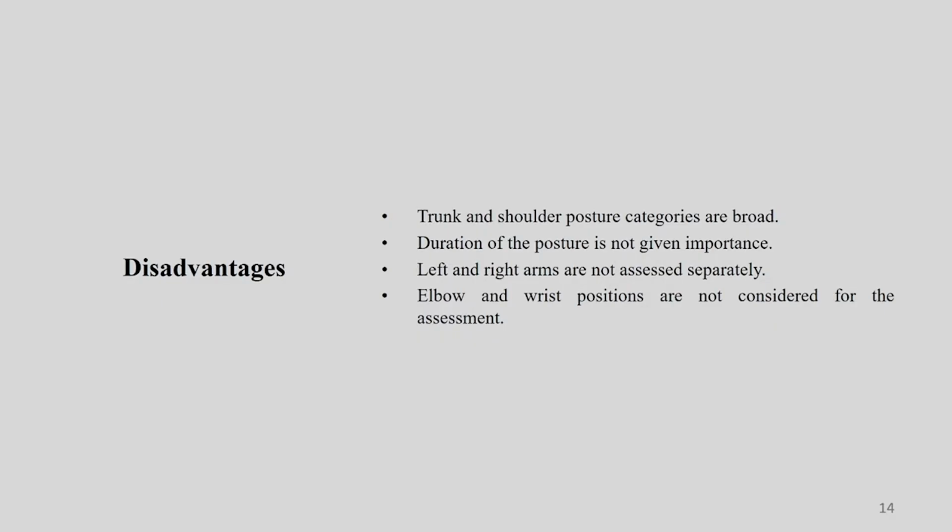However, we have some disadvantages as well. Trunk and shoulder posture categories are very broad. You do not have that detailing; it's a very gross category. Only back, then arm, and then legs. You do not have shoulder, finger, and all those things.